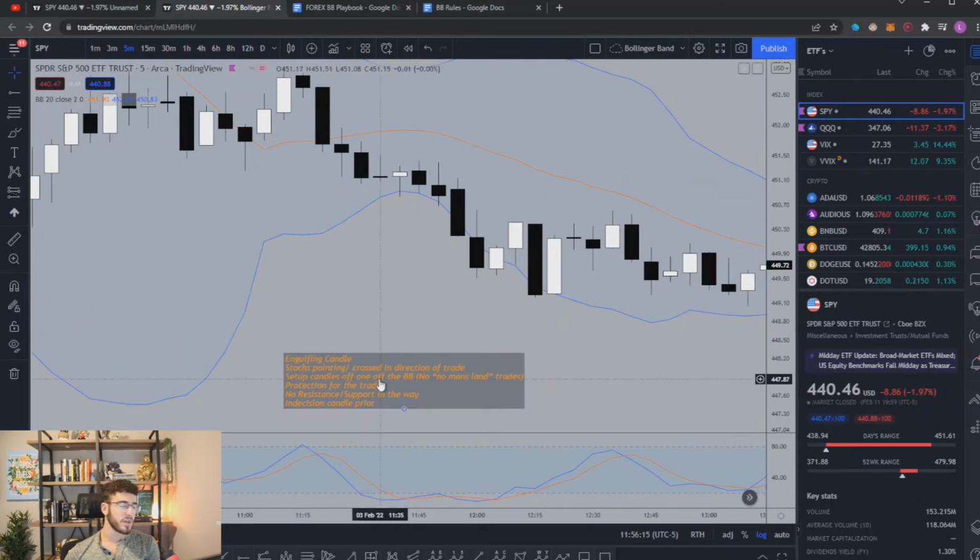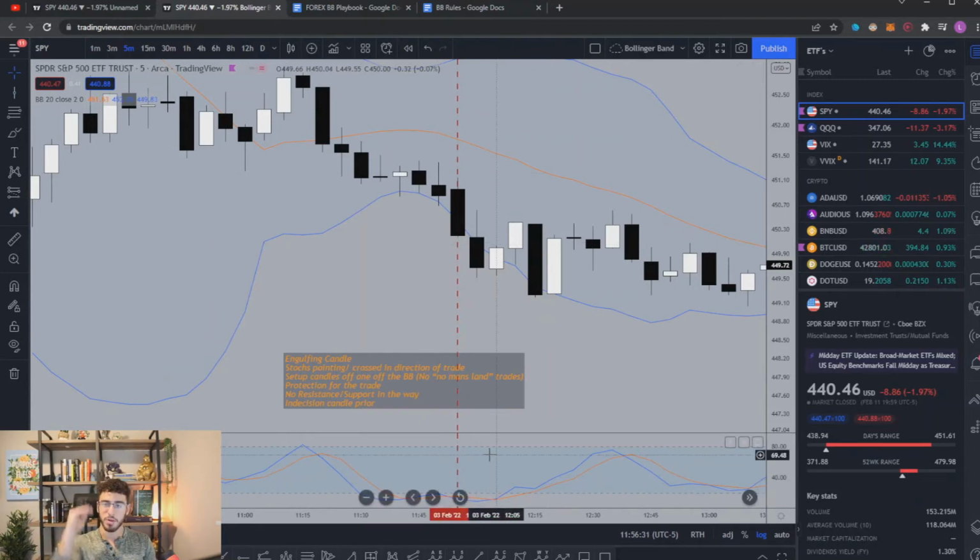So here it seems we have a continuation trade through the lower Bollinger Band. Let's go back through the checklist, guys, all right? Engulfing candlestick, check. Stochastics pointing and crossed in the direction of the trade. If you'd like, you can put a horizontal line to see. Yes, stochastics crossed lower. Remember, orange line above the blue for a short entry. Here we are set on that one.